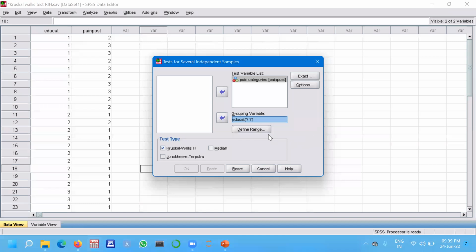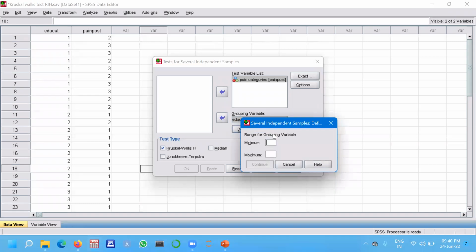Now we have to give the education. We have to define the range. So the minimum is 1, maximum is 3. Because 1 is school education, 2 is graduate, 3 is postgraduate. So my minimum is 1 and maximum is 3. Continue.